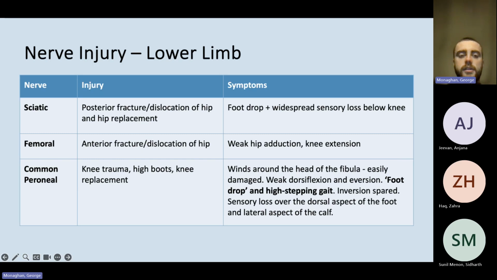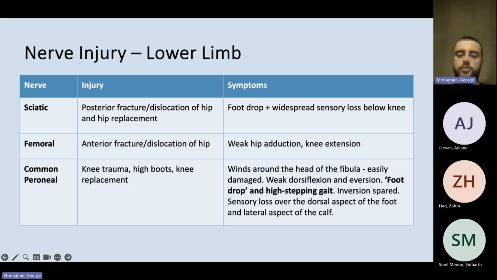The common peroneal nerve is injured by knee trauma, high boots, or a knee replacement, since it winds around the head of the fibula and is easily damaged, and that's the mechanism of injury. So you get weak dorsiflexion and eversion, foot drop, and a high stepping gait. The high stepping gait is because you're aware of the foot drop, so you're trying to avoid dragging your feet along the floor, and so you slap your feet down because you're not fully aware of where your foot is in regards to the floor.